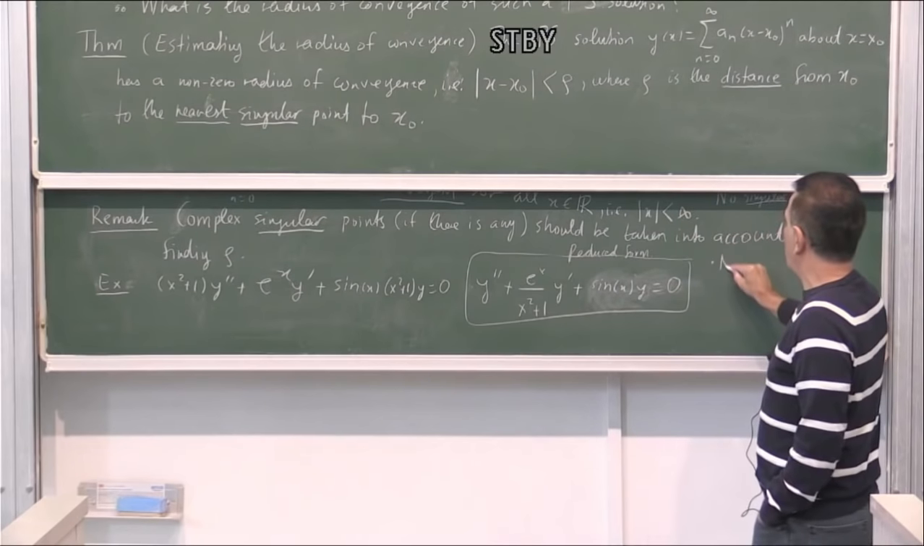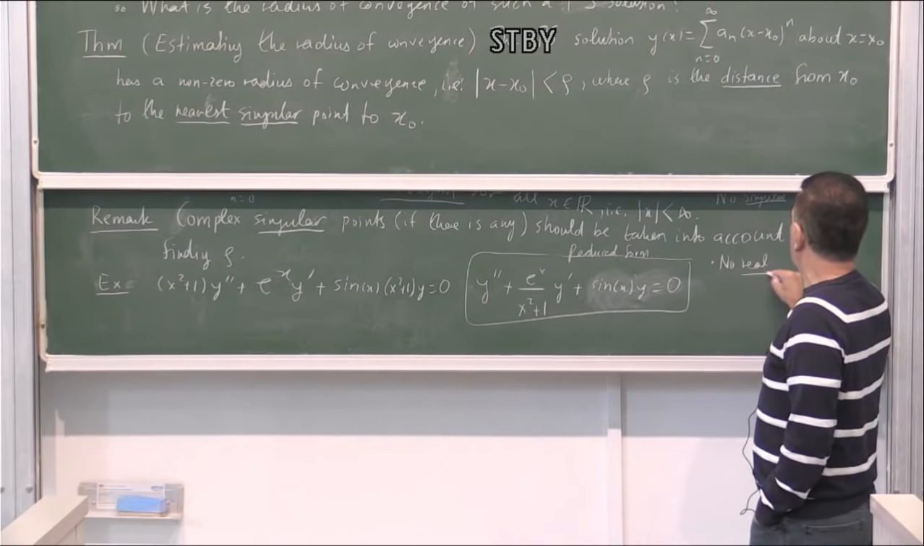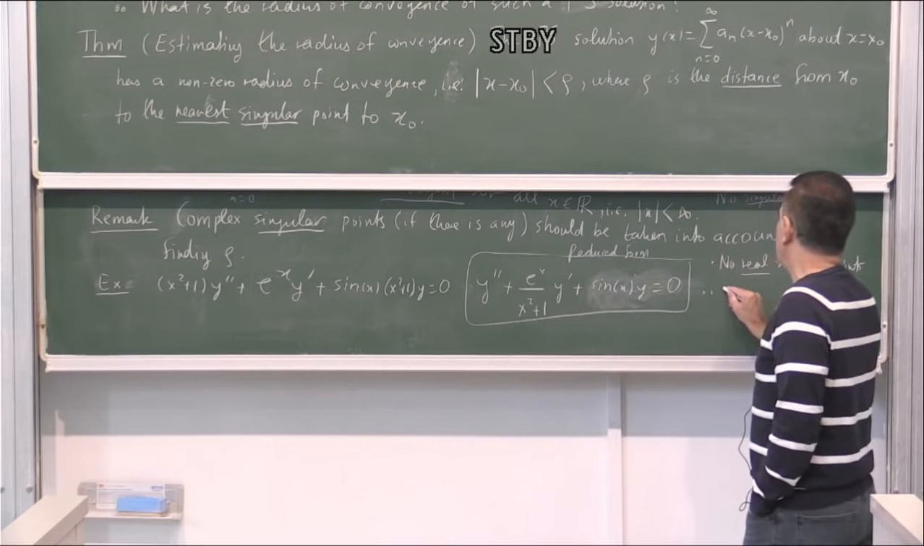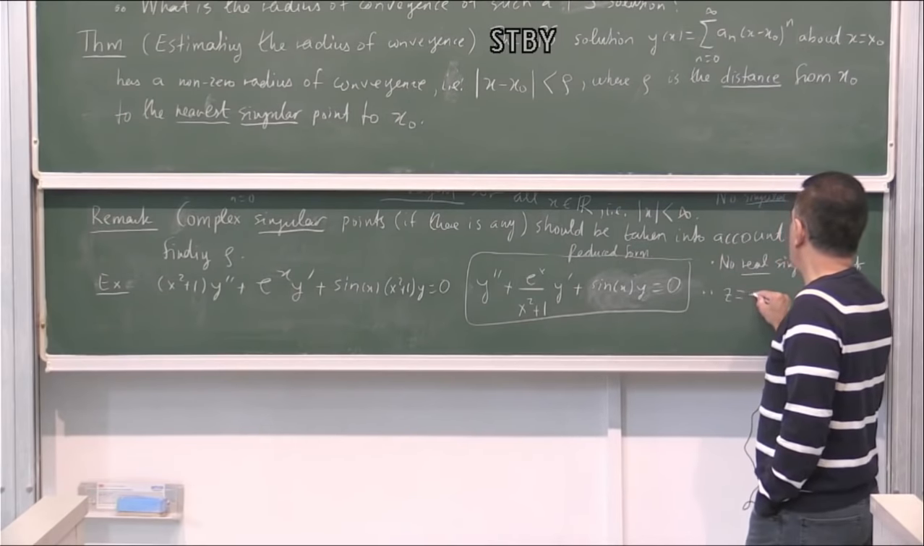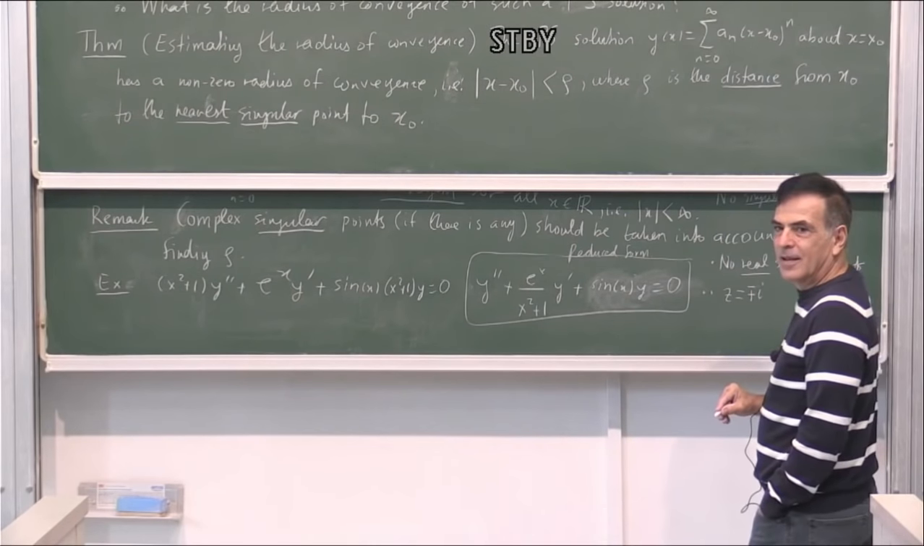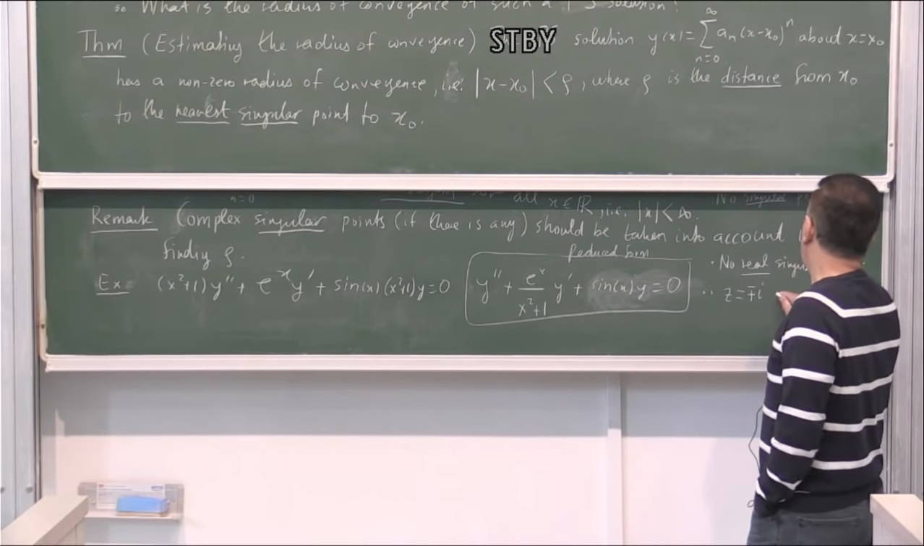So first, there are no real singular points. But there is a complex singularity. At x equal to plus or minus i, we have a complex singularity.